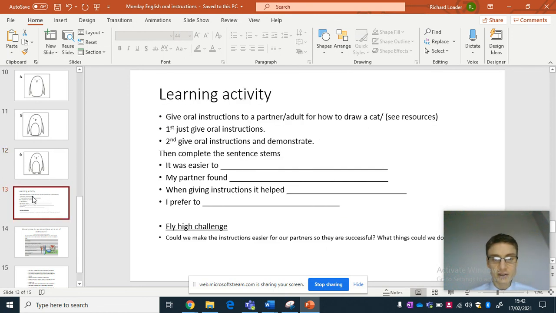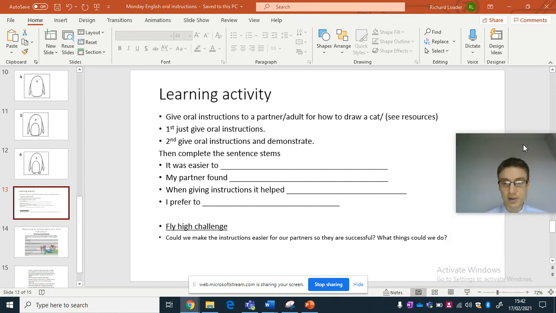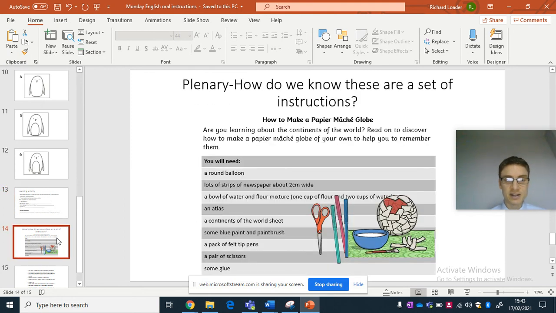Okay, the fly high challenge is this question for you to answer. Could we make the instructions easier for our partner so they are successful? What things could we do? Okay, now we've kind of talked about it, we touched on it, haven't we? Okay, then once you've finished the learning activity, this is the plenary.